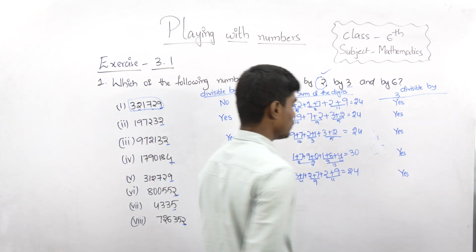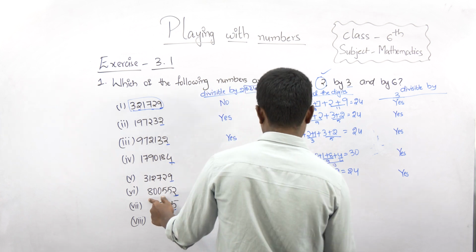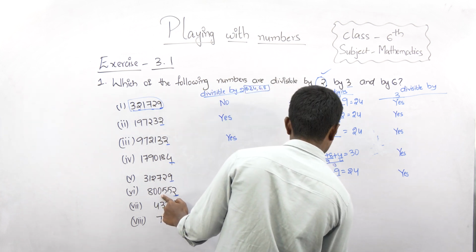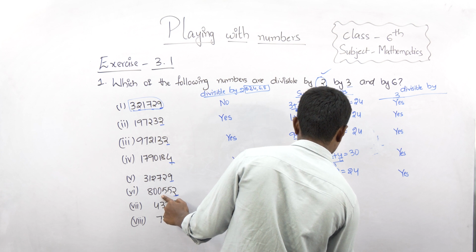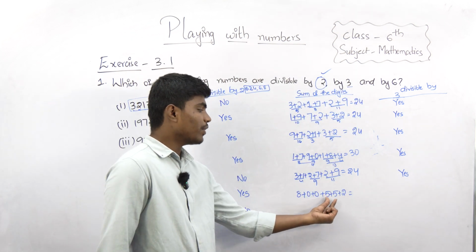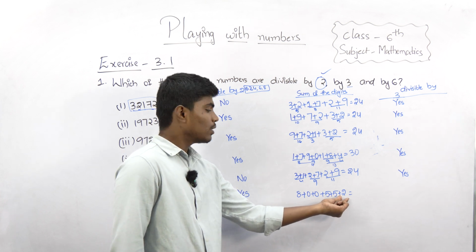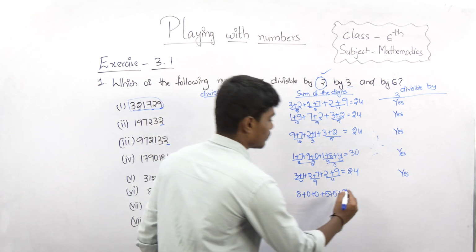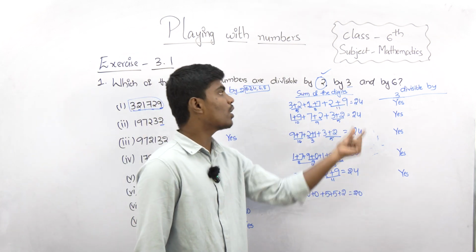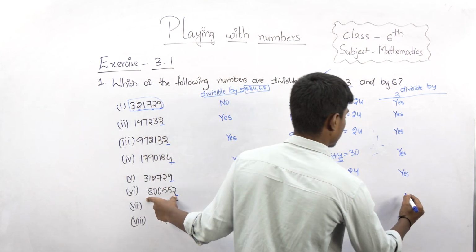So yes. Now we move to the sixth problem, sum of the digits: 8 plus 0 plus 0 plus 5 plus 5 plus 2. 5 plus 5 is 10, 10 plus 2 is 12, 12 plus 8 is 20. Is 20 divisible by 3? No, 20 is not divisible by 3. So this number is also not divisible by 3. So no.